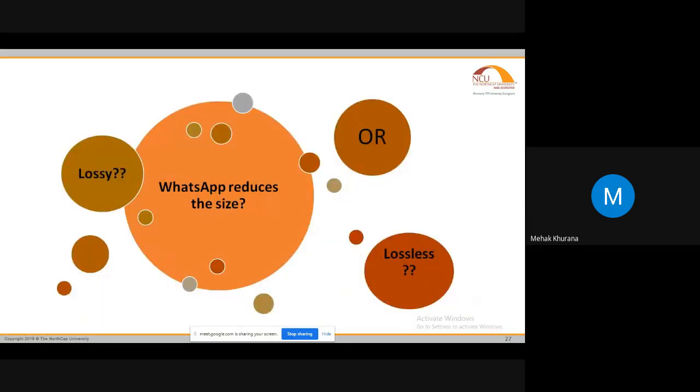Whenever we are sending an image through WhatsApp, it uses a compression technique. Does it use lossy or lossless? One of the sirs is saying that it is lossless. No, it is not lossless. It is a lossy method that is being used. Yes, Santosha, you are right. It is a lossy method, because you can send it right now to anybody and see the image.